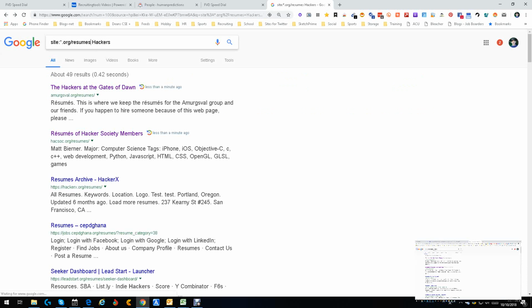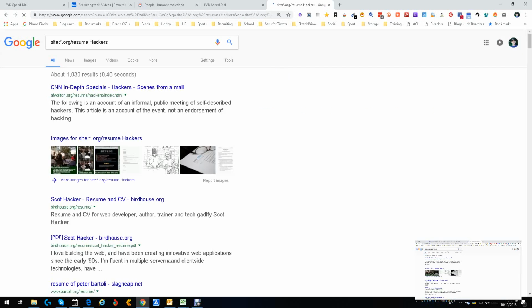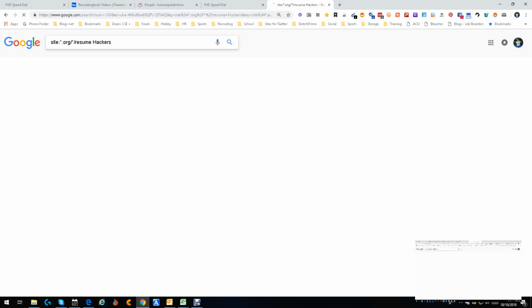Now, let's see what happens if we take a step back. Instead of resumes, we put resume. Now we get a whole lot more people, and look, all of the .orgs with the word resume. Now let's take it a step further and play a really big game. Sometimes it's not .org slash resume. There's other things in between it. So let's see what would happen if we do a second wildcard and slash and do the same search. Now I'm picking hackers. I could pick anything. I'm just using hackers just to do it.